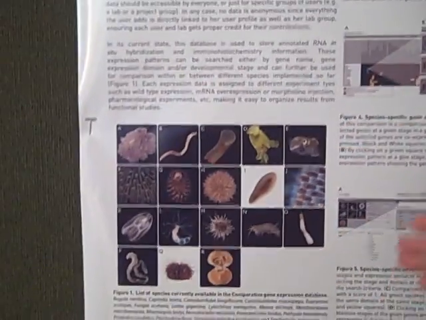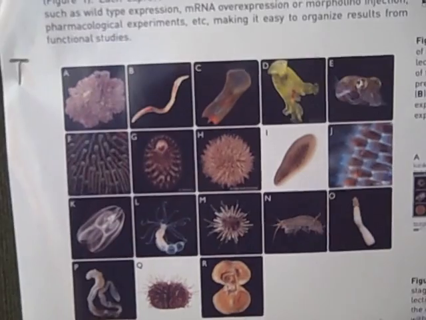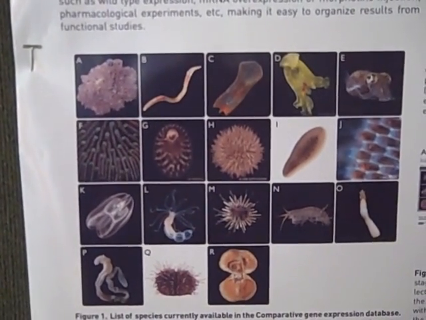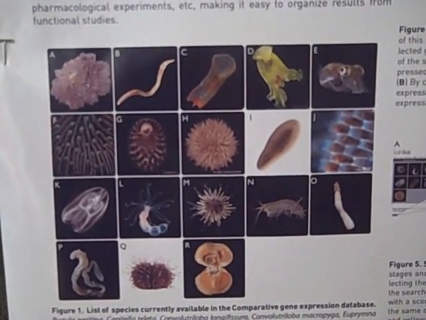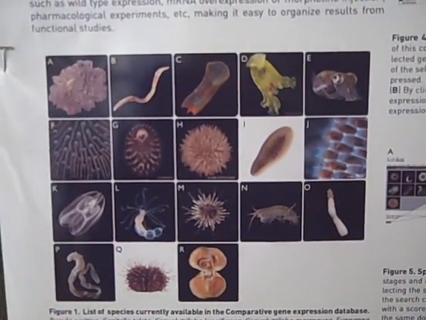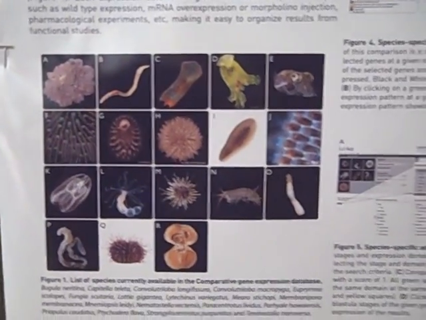So what we did is we created a web-based database where people can upload published or unpublished gene expression data from various marine invertebrates. Here we have an overview of the few species we already have in there: bryozoans, acoels, sea urchins, ctenophores, Nematostella, and brachiopods. And you can query this database either by gene name, by expression domain, or by developmental stage.